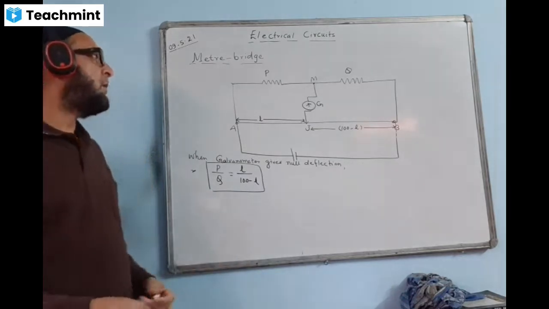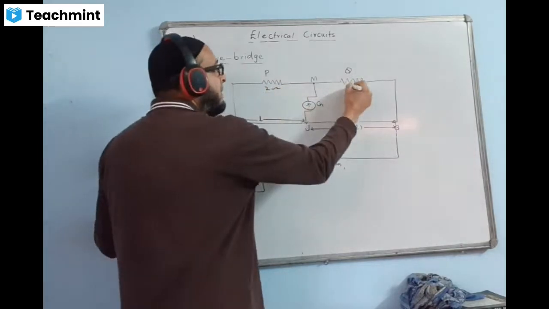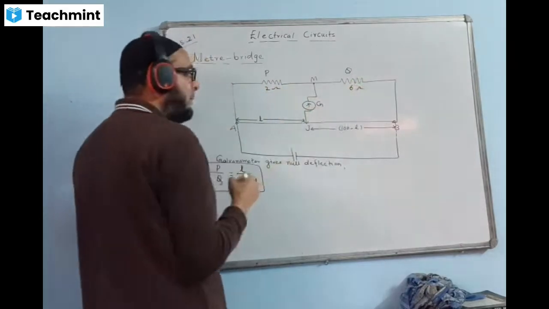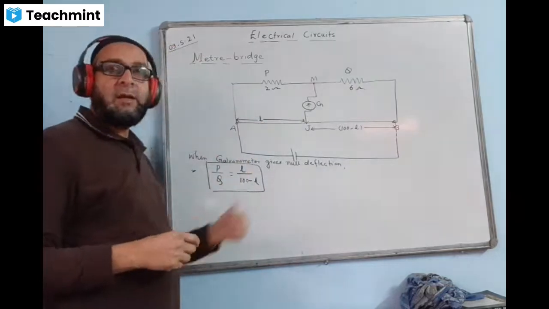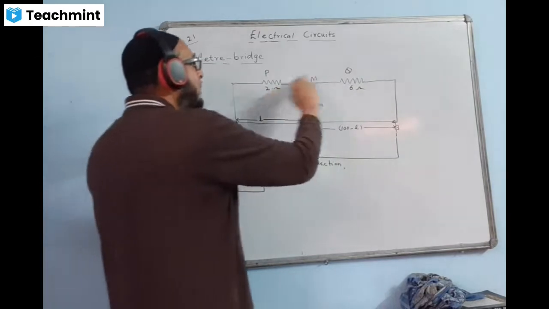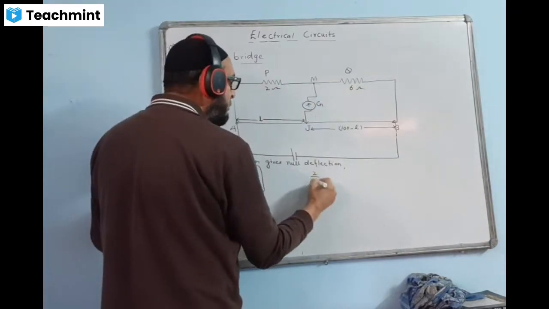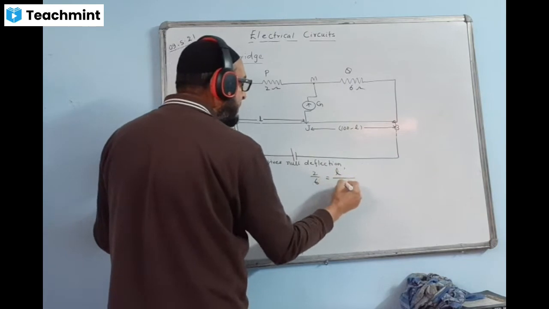One simple example, suppose I say this is 2 ohm, this is 6 ohm. Let us find the value of balancing length. At what length the galvanometer will give null deflection here in this case. So we will do directly 2 upon 6. 2 upon 6 is equal to this upon this. I'll write here L divided by 100 minus L.